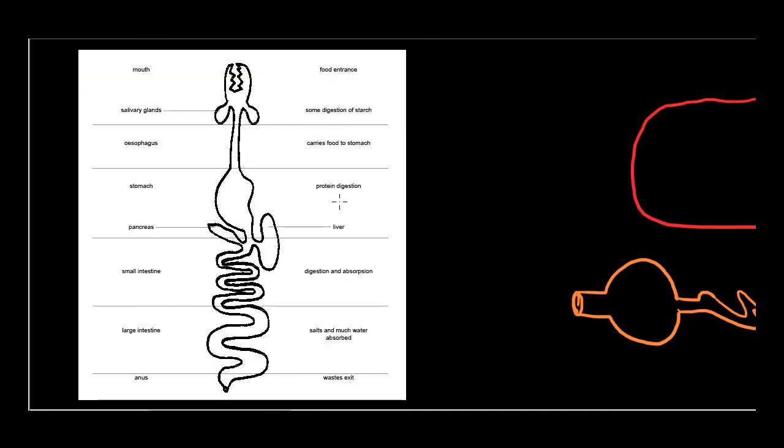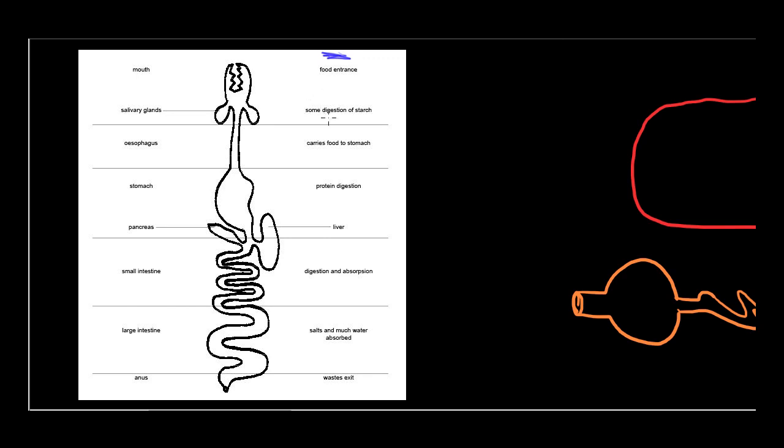This is a simplified version, and so we see a mouth, some salivary glands, an esophagus, a stomach, liver, and pancreas, the small intestine, which goes in the order of duodenum, then jejunum, and then the ileum, and then we of course get into the large intestine, the colon, and then into the anus or rectum. The functions of each of these are listed right here on this side.